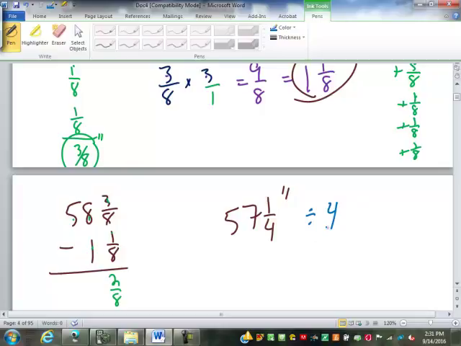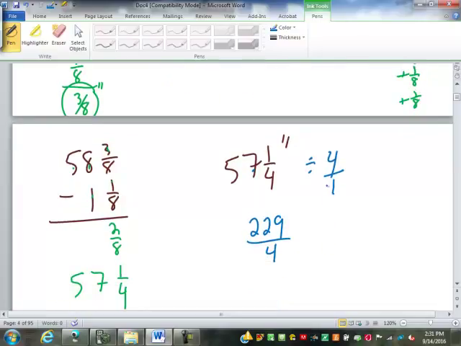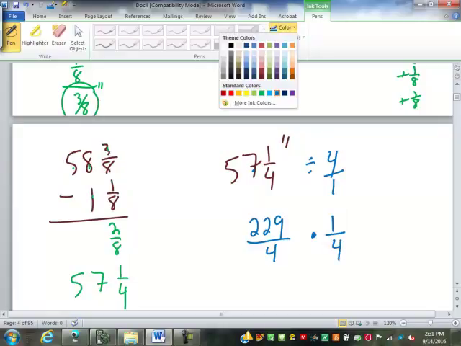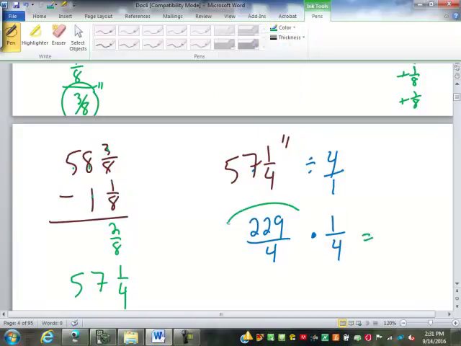So to divide by a whole number, we make our whole number a fraction by putting it over 1. We're going to have to make this an improper fraction. Now this one, I definitely wouldn't blame you for using the calculator on. 57 times 4 is 228, plus 1 is 229 over 4. Instead of dividing by 4, we're going to multiply by the reciprocal, which will be 1 over 4. 229 times 1 is 229. 4 times 4 is 16.